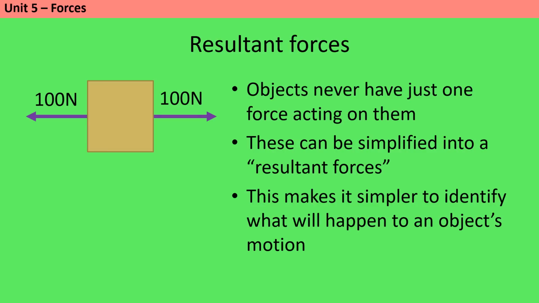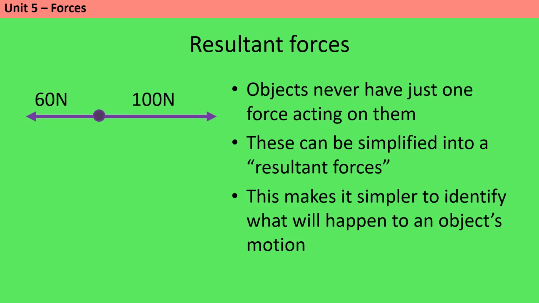So basically what we're going to do is add up forces that are working in the same direction and subtract forces which are working in opposite directions. This is going to make it simpler for us to identify what is going to happen to an object's motion. So for instance, my box here has two equal and opposite forces acting on it. So the resultant force is 0 newtons. And this means that the box is going to move in exactly the same way as if there were no forces acting on it at all.